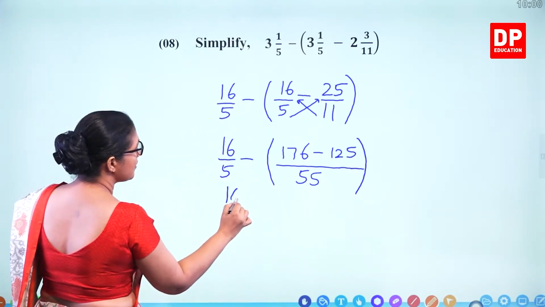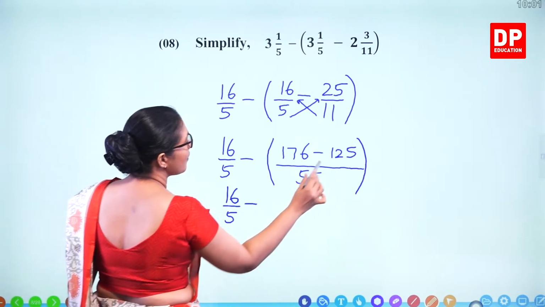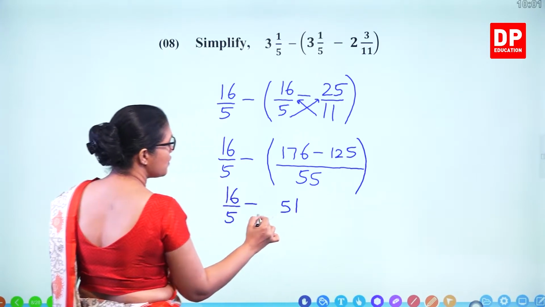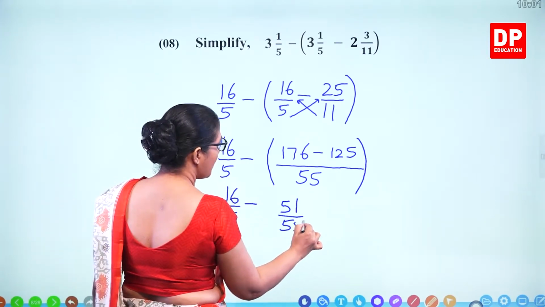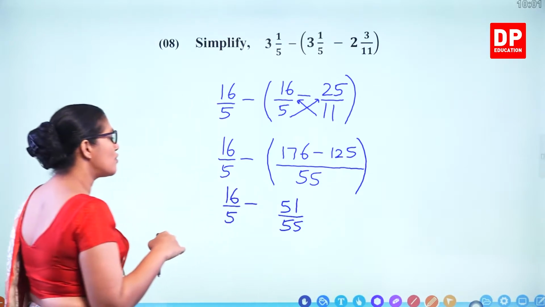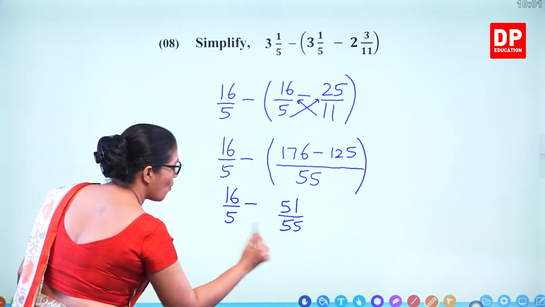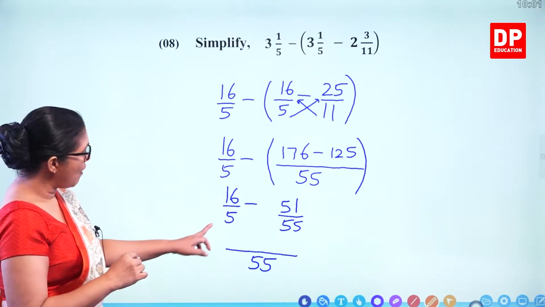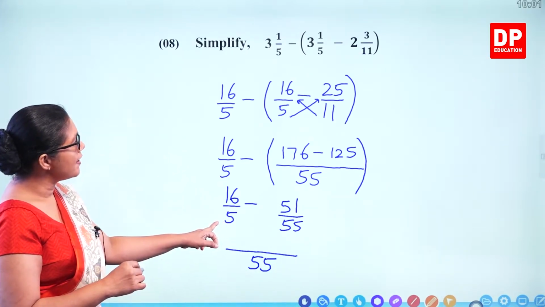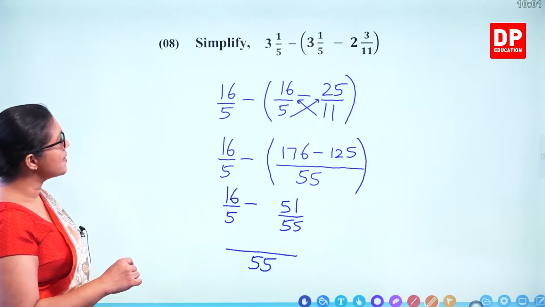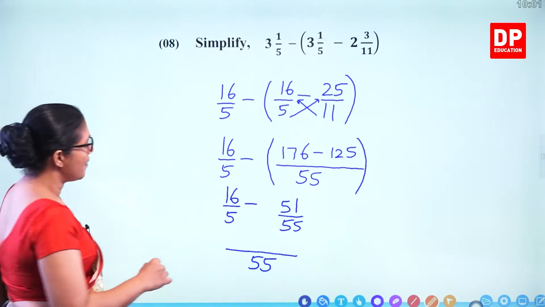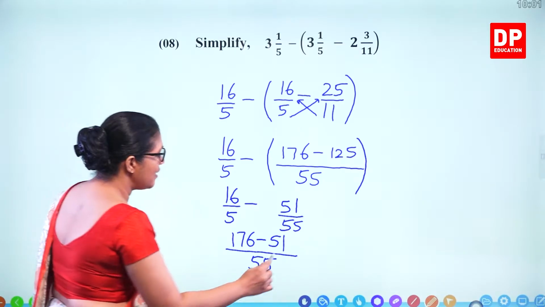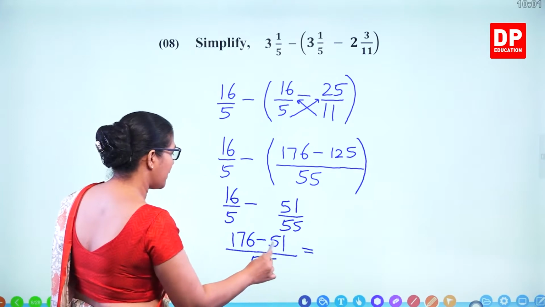Now subtract. What's the subtraction? Here 1 and 5. 51/55. So when you subtract this you get 51. Now what's the common denominator again? 55. So you have to multiply this by 11. So we did 11 times 16, 176. Here I can see that easily you can do it without simplifying.